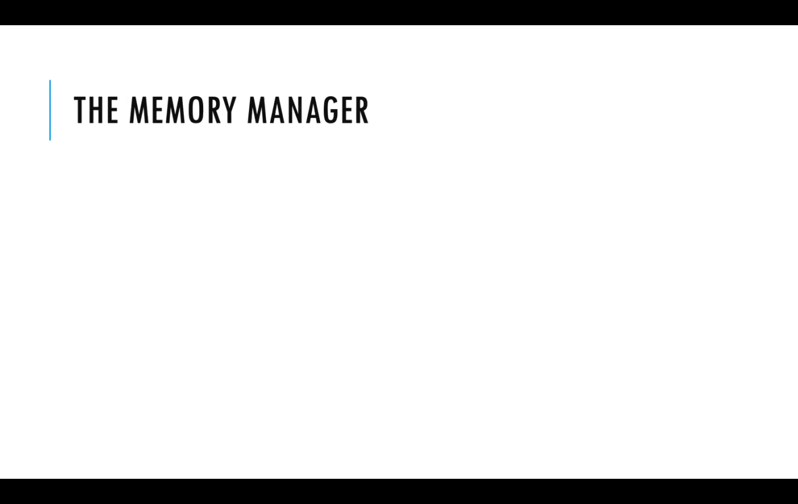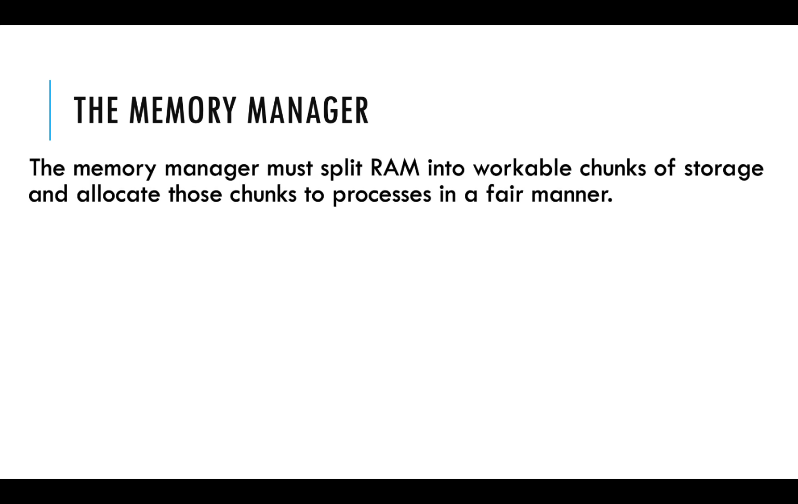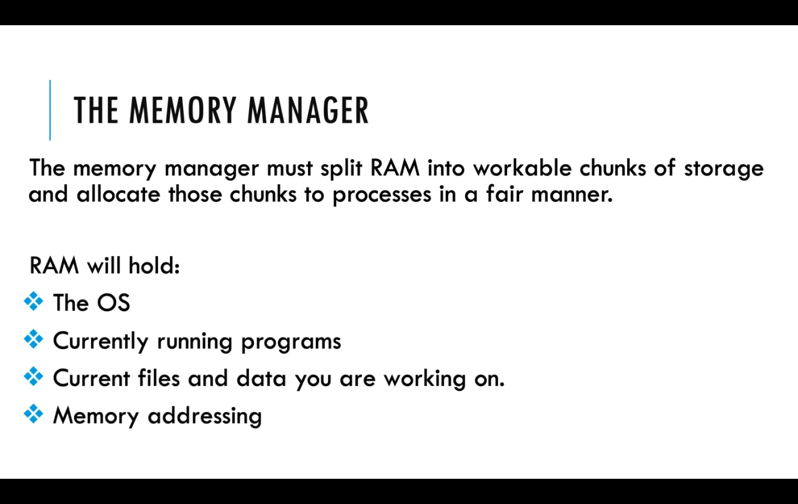In order to meet these aims, we use something called the memory manager, and the memory manager splits up RAM into workable chunks of storage and allocates those chunks to processes in a fair manner. We need to remember here that RAM holds a number of different things. It holds the operating system, currently running programs, current files and data that you're working on. It also holds memory addressing for lots of different data.